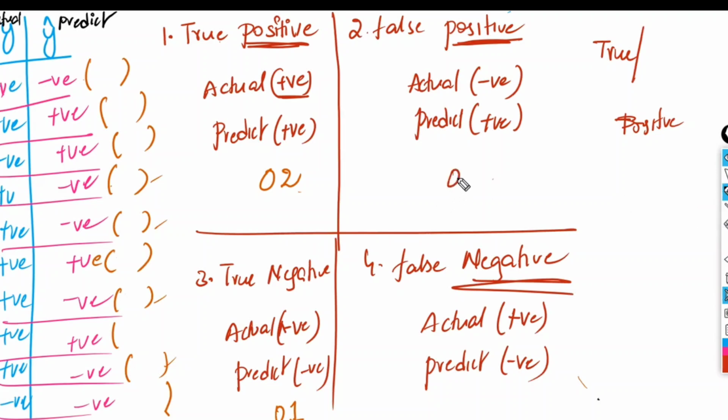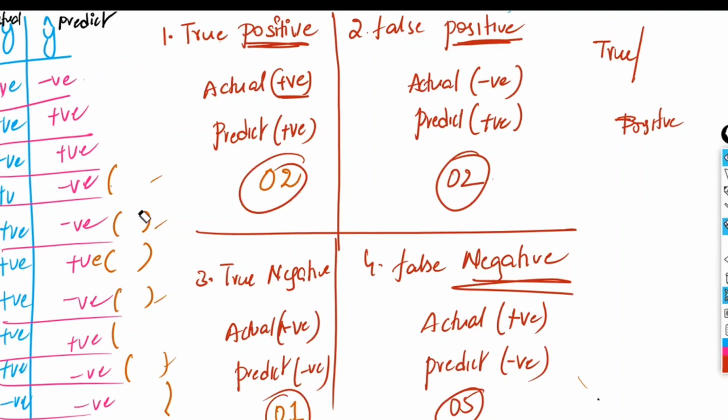Now this is with respect to how many records? 2 records, and this is 5 records. Thank you, Pawan. Actually, my mistake.